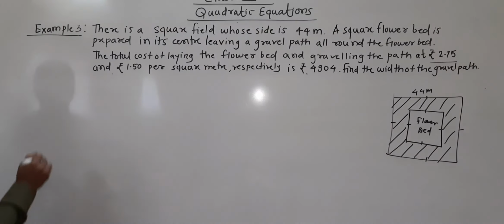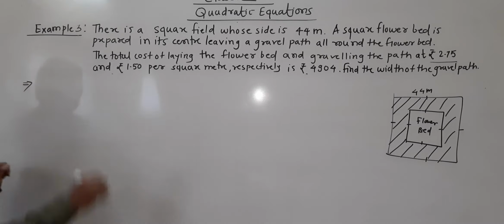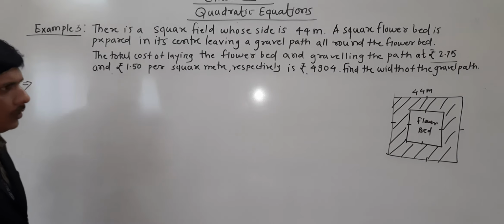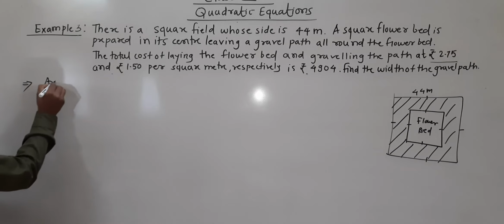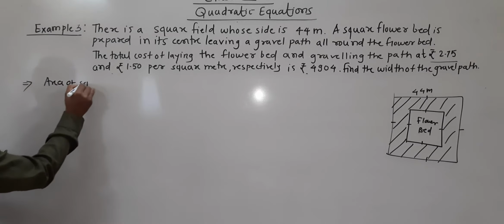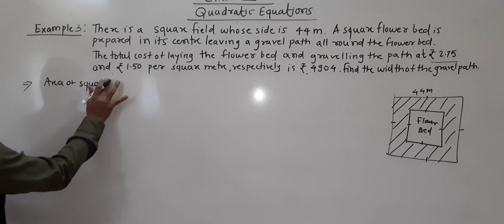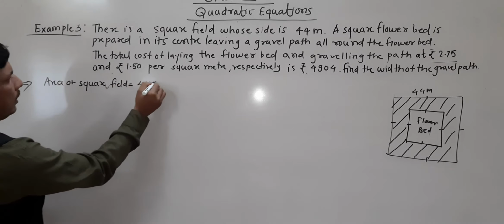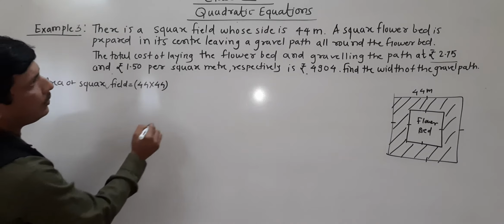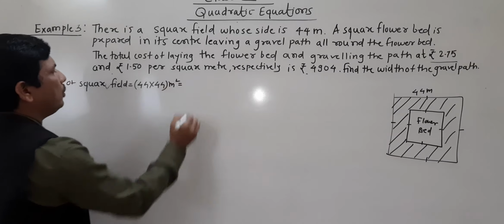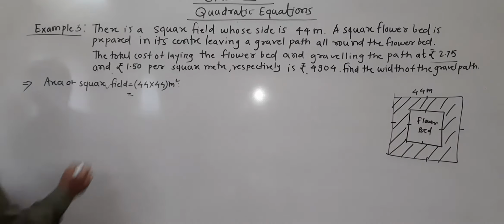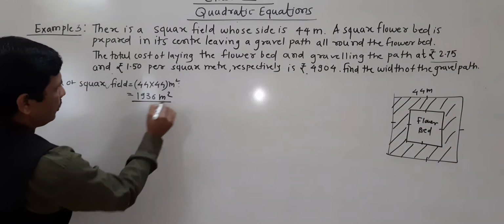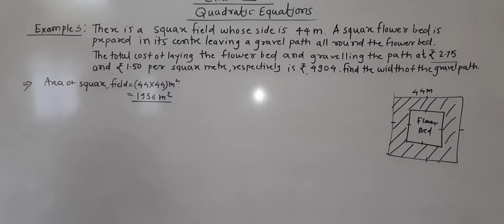So first what we will do, area. This is given the side. There is a square field whose side is 44 meter. So area of square field is equal to 44 multiplied by 44 meter square. That is 44 into 44, which is 1936 square meters. Okay, this is the area of the square field.